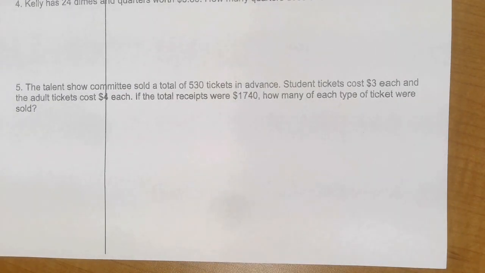Question 5 says, the talent show committee sold a total of 530 tickets in advance. Student tickets cost $3 each and the adult tickets cost $4 each. If the total receipts were $1,740, how many of each type of ticket were sold? Okay. Again, it might seem overwhelming, but take your time.